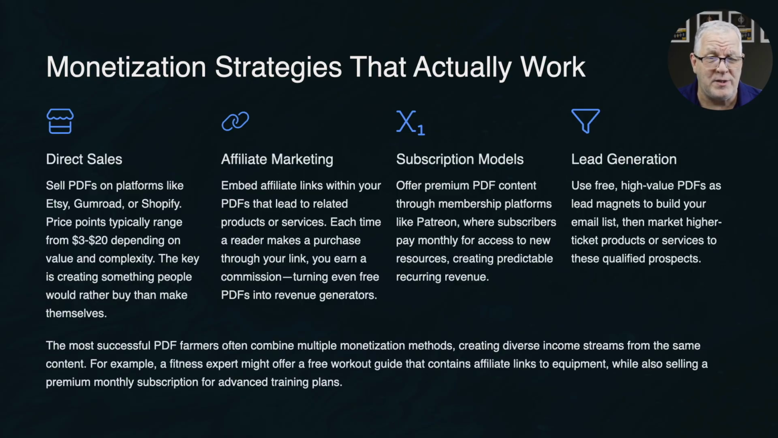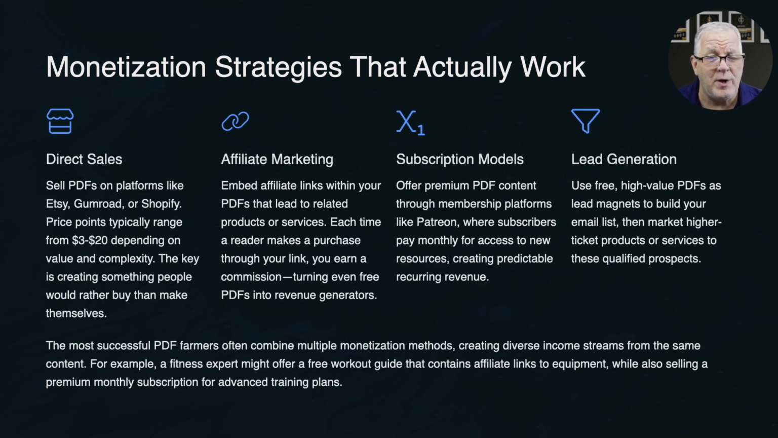Monetization strategies that actually work. Now let's talk about the 4 main ways to monetize your PDF products effectively. First is direct sales. You can sell PDFs on platforms like Etsy, Gumroad, or Shopify. Price points typically range from $3 to $20 depending on value and complexity. The key is creating something people would rather buy than make themselves.